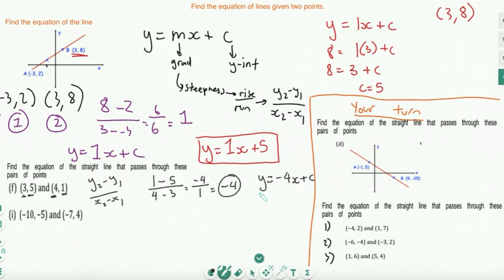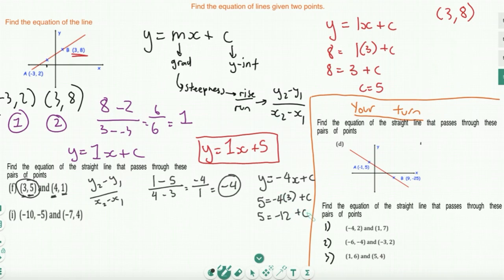So -4 is the gradient, and therefore I replaced m with -4. Then to find the y-intercept, you choose one of the coordinates. It doesn't really matter. Let's choose the first one, (3, 5), and plug it into our equation. The y coordinate is 5, so I'll replace y with 5, equals -4 times x. Well, x is 3, plus c. 5 equals -4 times 3, which is -12, plus c.